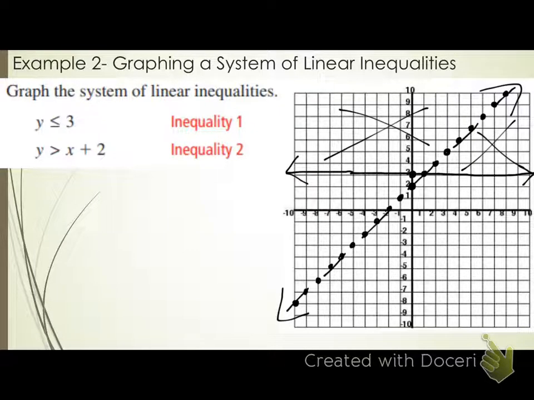Now I've got to look at the second inequality. Y is greater than x plus 2. That's this line right here. If it's greater than, y is greater than x plus 2, would I be shading above that line or below it? Above. So would I be shading anything below that line? No, so I'm eliminating those 2 sections as well. Do I have 1 section left? Yes. This is my solution.